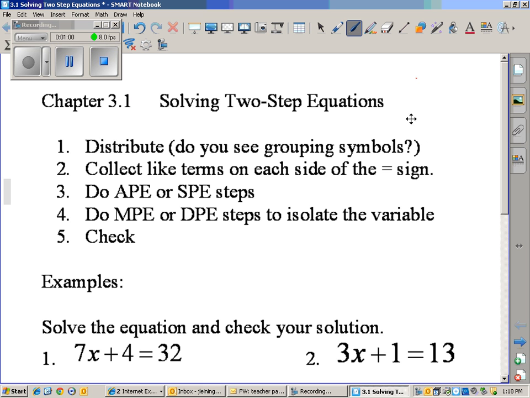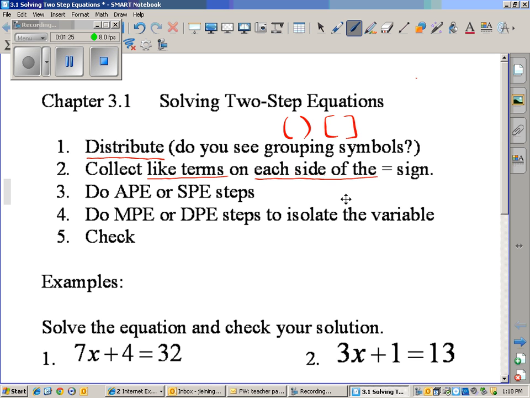The first thing you're going to look for is distribution. Do you have any distribution? How do you know if you have distribution? You're looking for the grouping symbols, the parentheses and the brackets. If you do have distribution, you go ahead and distribute. If you don't, you go down to number 2. You're looking for like terms. We know those are the variables and the numbers on each side of the equal sign.